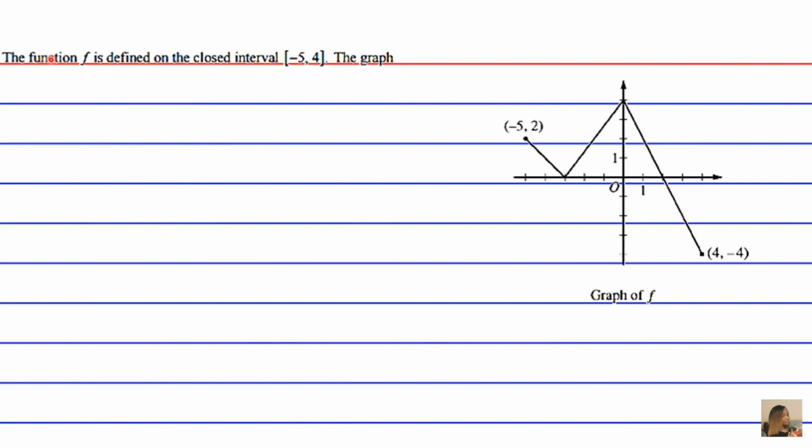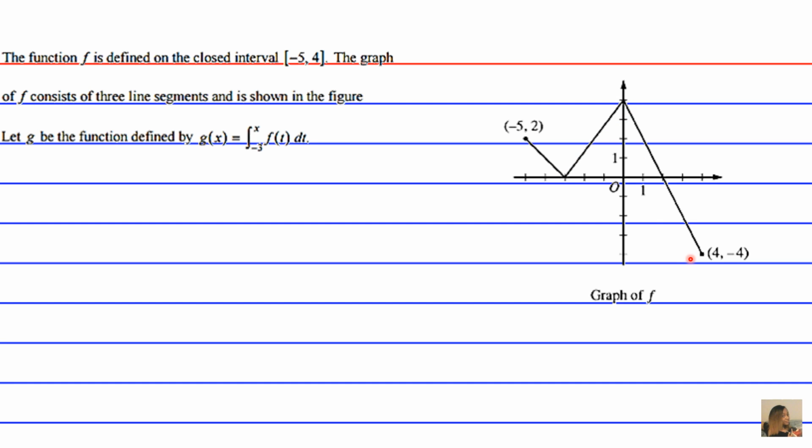The function f is defined on the closed interval [-5, 4]. A closed interval always includes the endpoints, that's why it's denoted with a bracket. The graph of f consists of 3 line segments and is shown in the figure. Here goes line segment 1, line segment 2, and line segment 3.